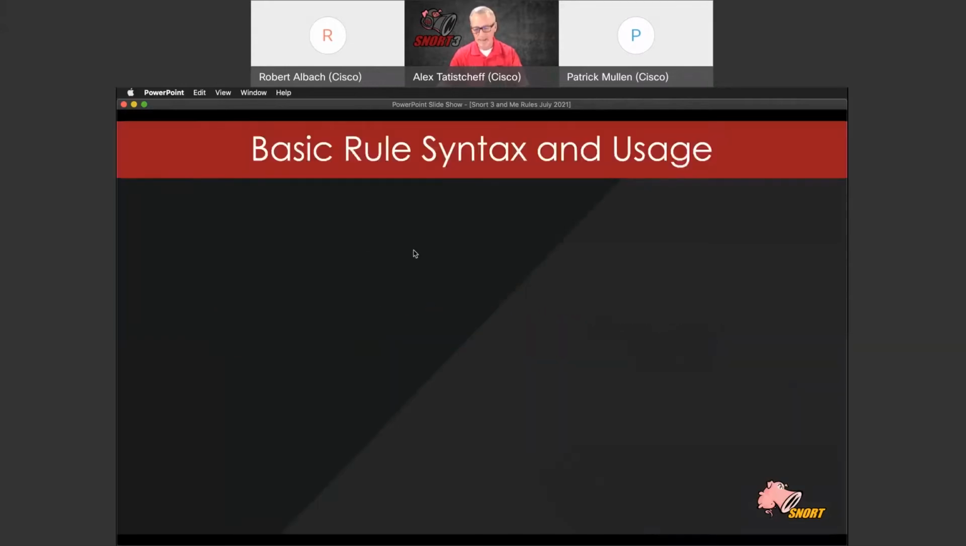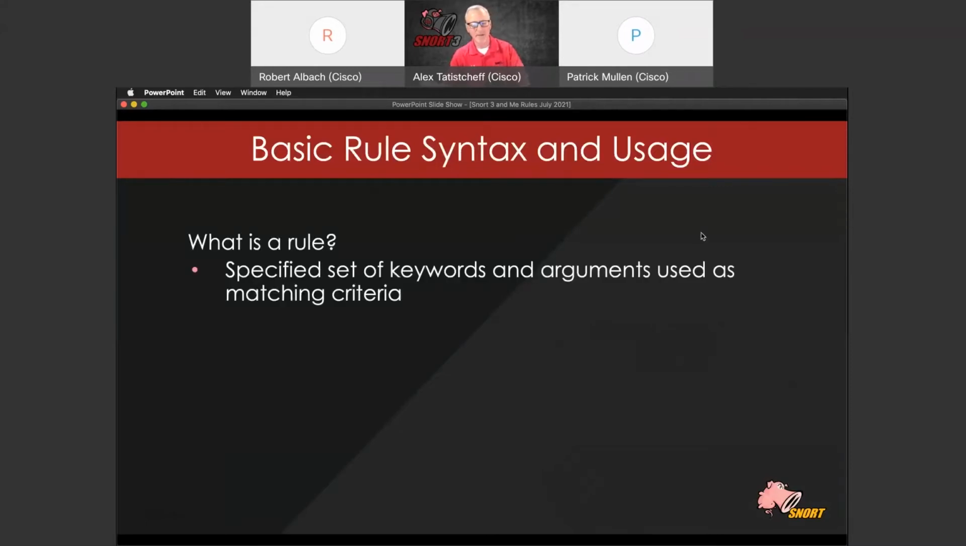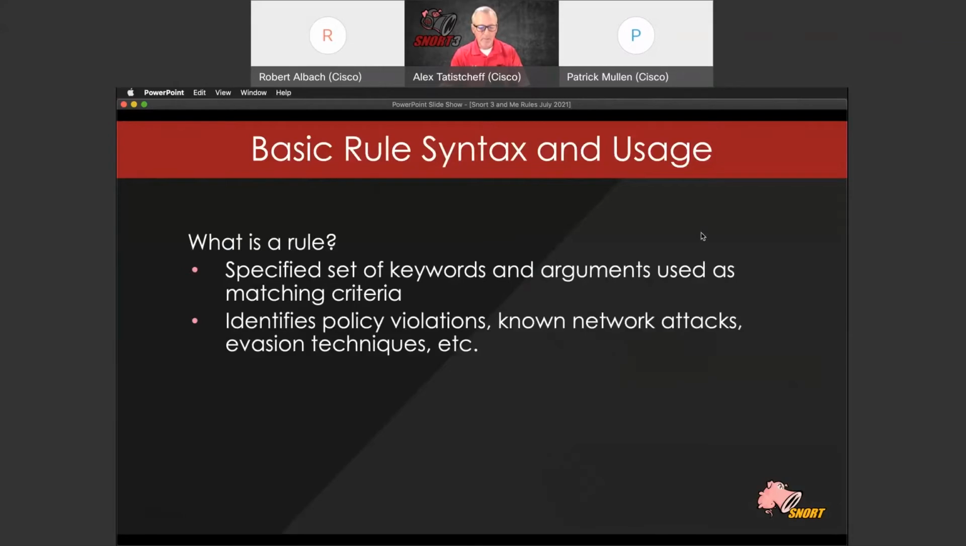All right, rule basics. So basic rule syntax and usage. What is a rule? Well, when we say rule, we mean it's a specified set of keywords and arguments used as a matching criteria for traffic. You identify things like policy violations, known network attacks, evasion techniques, you name it, whatever you want to look for inside network traffic. And if it was Snort 2, I'd say whatever you want to look for inside packets. But with Snort 3, it's much more of a flow-based concept than a packet-based.